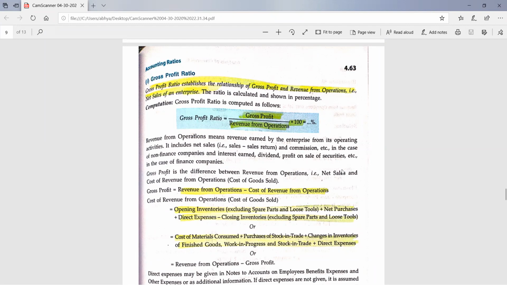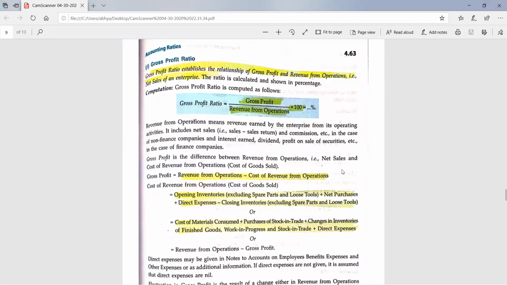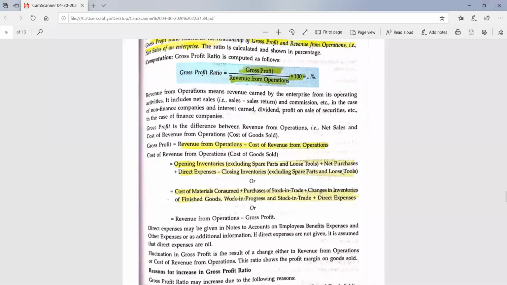Gross profit upon RFO into 100. Gross profit we already know. So it is a relationship between the sales and the gross profit. It means what is the rate of profit on sales. So two things we need to calculate.